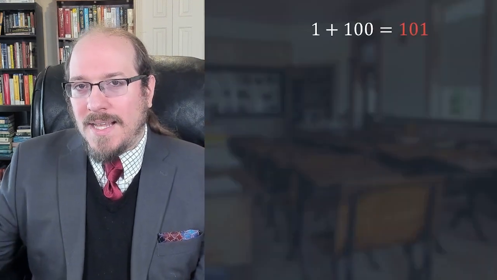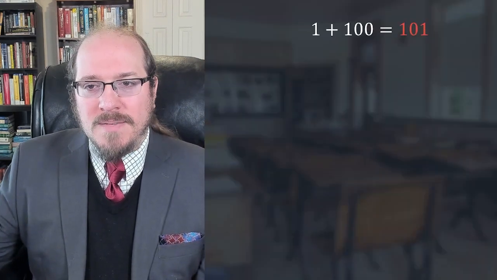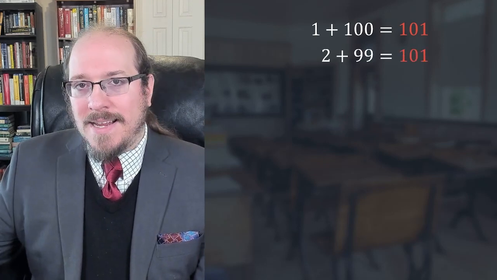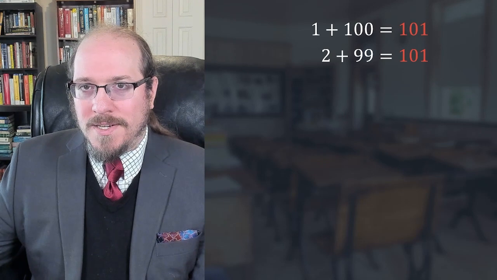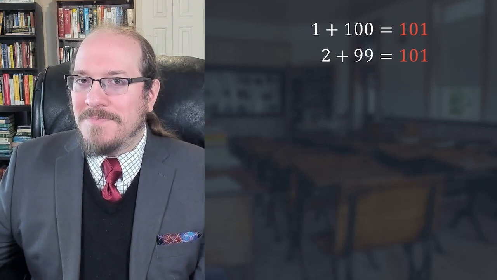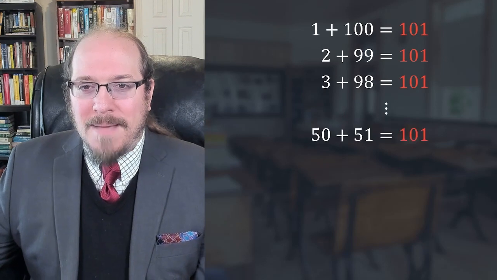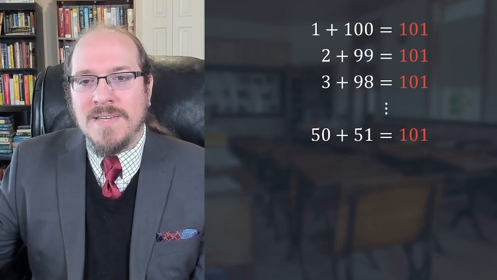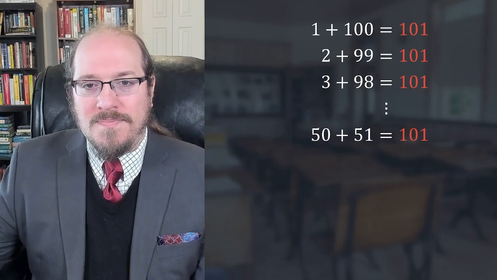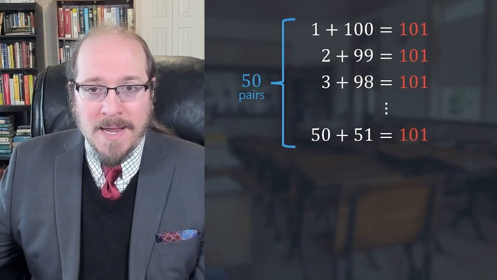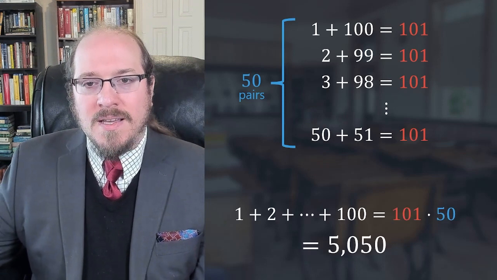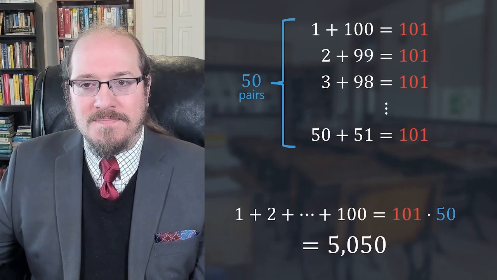He noticed that if you add 1 plus 100, you get 101. And if you add 2 plus 99, you also get 101. If you add 3 plus 98, you get, wait for it, 101. That pattern keeps on going all the way until you get to 50 plus 51 equals 101. Since there are 50 such pairs, if we add everything up, we get 101 times 50, which is 5050.